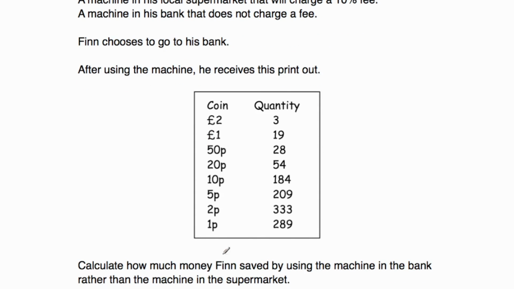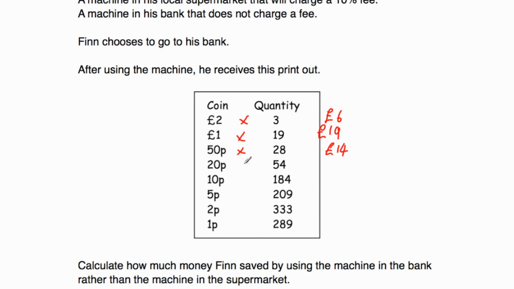And the question says, calculate how much money Finn saved by using the machine in the bank rather than the machine in the supermarket. So let's work out how much money he has in total. He has 3 £2 coins, so 3 times £2 is £6. He's then got 19 £1 coins, and 19 times 1 would be £19. He's got 28 50p's, so 28 multiplied by 0.5 is equal to £14. So he's got £14 in 50p's.